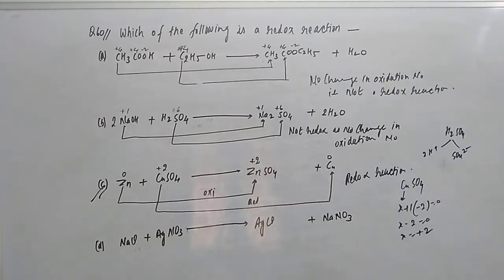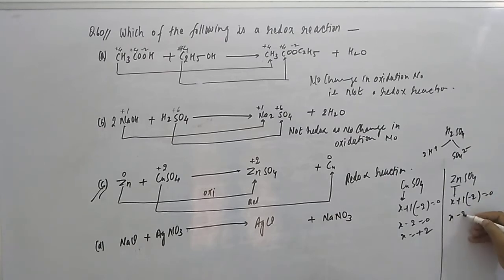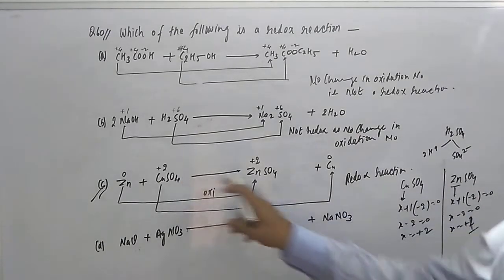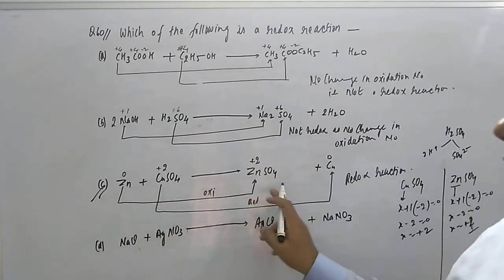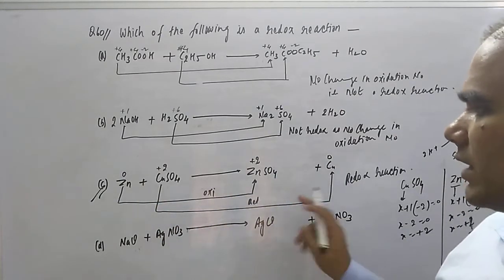For ZnSO4, zinc will also have a +2 oxidation state. If you want, you can check it, students. Here is ZnSO4. Consider x plus one sulfate ion, and each sulfate ion has a -2 charge, equal to 0. So x - 2 = 0. So x is equal to how much, students? +2. So here I wrote +2. So that is 0 to +2, oxidation, and +2 to 0, that is reduction.